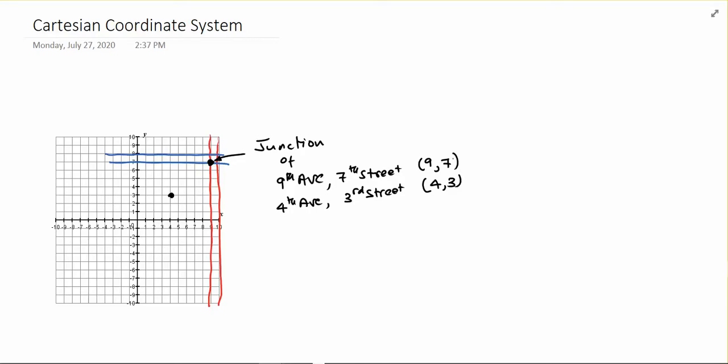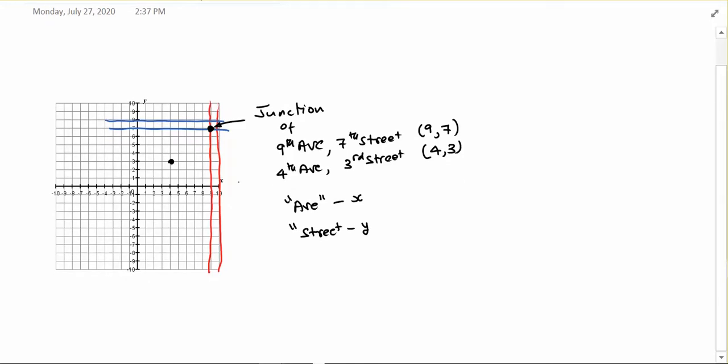Now, since this is math, we don't call these avenues and streets. Instead, we call the avenue X and the street Y, right? So this is called the x-axis, and this is called the y-axis. And we all understand the first number is the avenue, quote unquote, or x is always going to be the first number, and y is always going to be the second number.